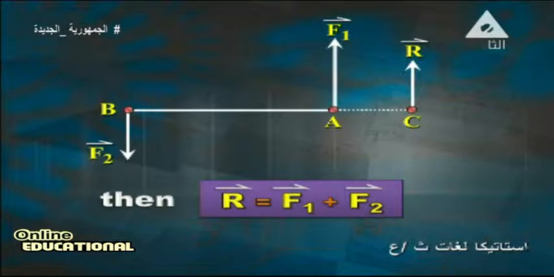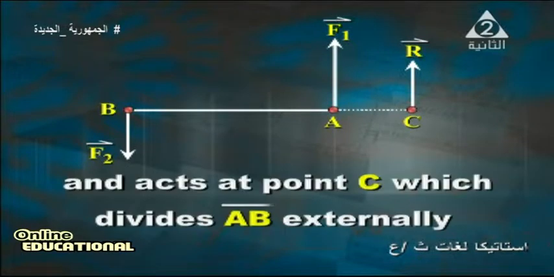But remember, my dear student, F2 equals, in this case, negative F2. Why? Opposite direction. And R acts at a point C, which divides AB externally. Look at the point C, dividing BA externally into two parts, BC and AC.